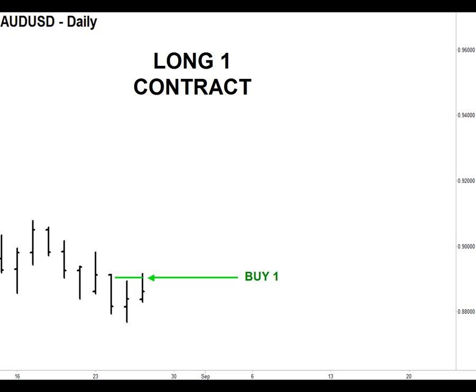So we wait to see what happens, and once we trade 1 pip above on the Australian dollar, looking at a daily time frame, we can see that, well, this works pretty well, so we are long one contract or one lot, all right?